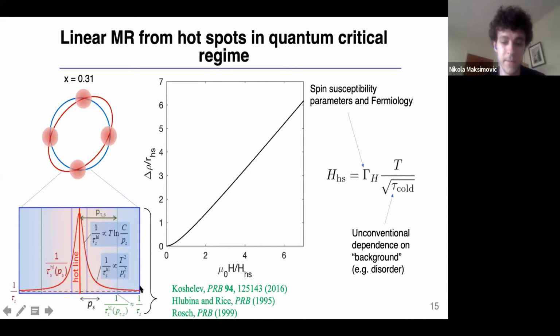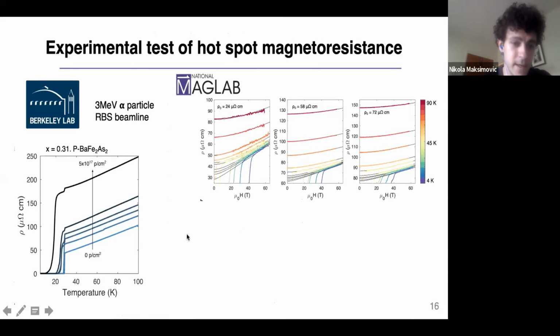So if you increase the background scattering, that has this very unconventional square root scaling on the magnetoresistance parameters. And this is something that we can test. So what we did is took samples of optimally doped, the quantum critical barium-122, and irradiated them with alpha particles at Lawrence Berkeley Lab.